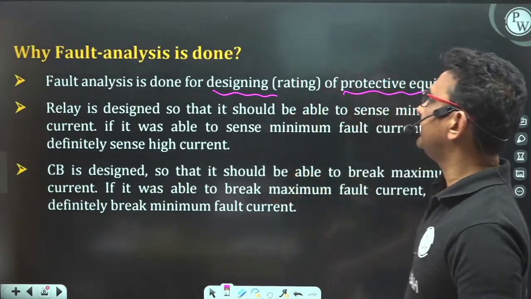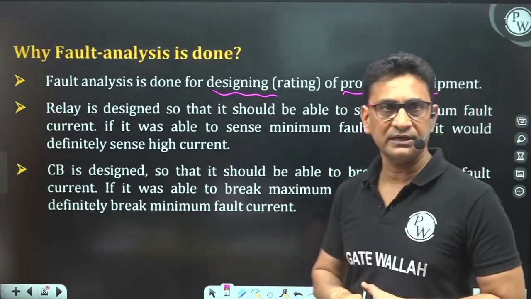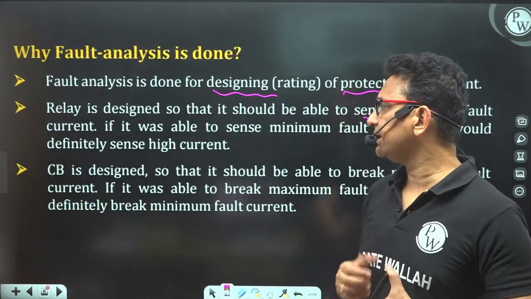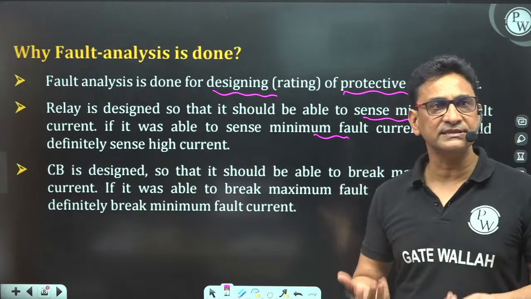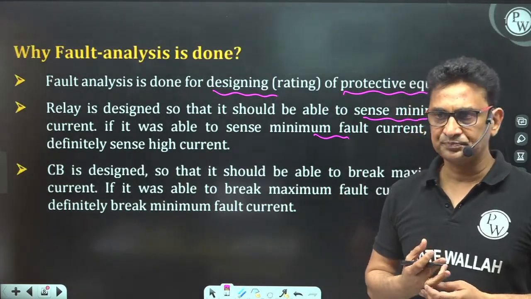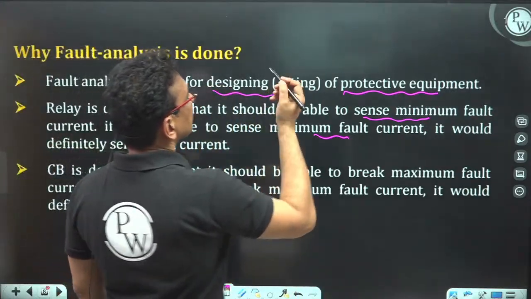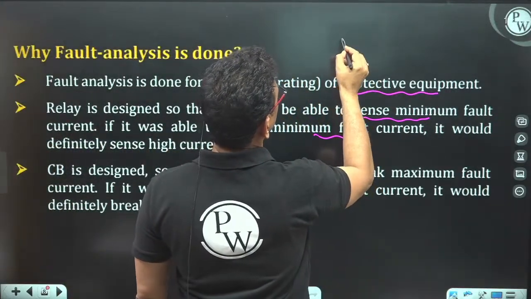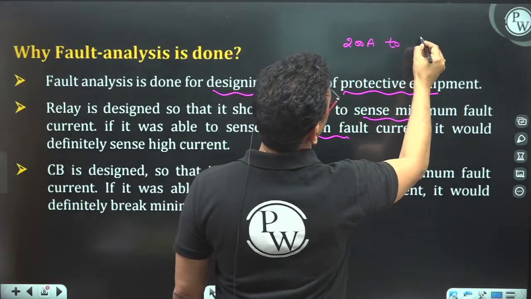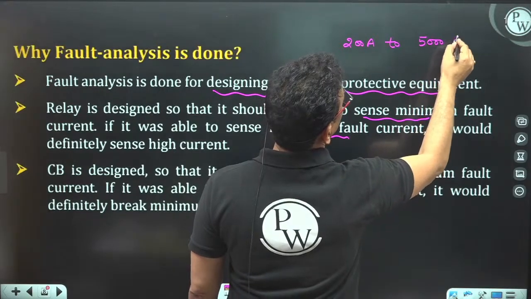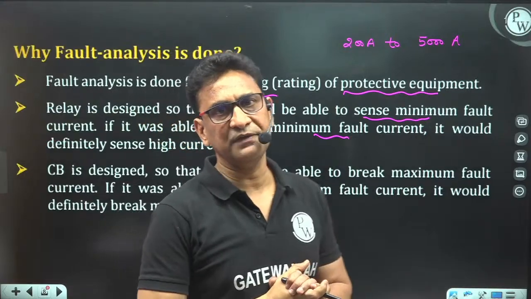So a relay is designed so that it should be able to sense the minimum value of the fault current. Because if the relay can sense the minimum value of fault current, definitely it will be able to sense the high value of current. Every relay has a trip value. Suppose during the faulty time, the fault current can vary from 200 ampere to 5000 ampere for different faults.